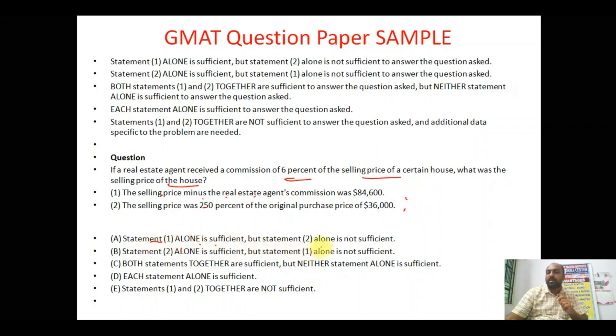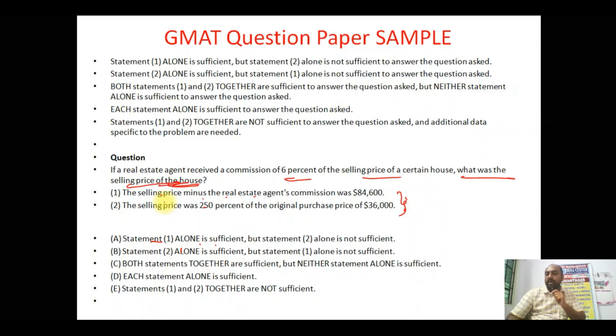1 alone is sufficient but 2 is not. Only 2 is sufficient but 1 is not. Both 1 and 2 together I need to take, then only I am able to answer this question. What was the selling price of the house? In order to get the answer for this question, what exactly do I need? Only data 1 and only data 2.